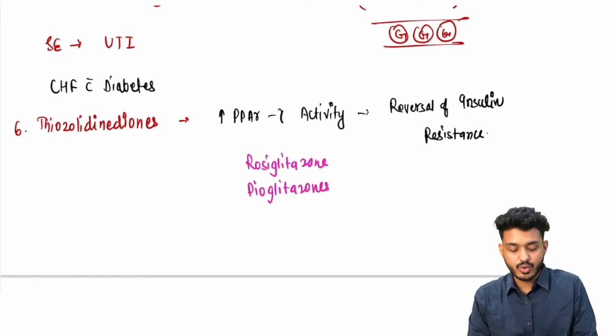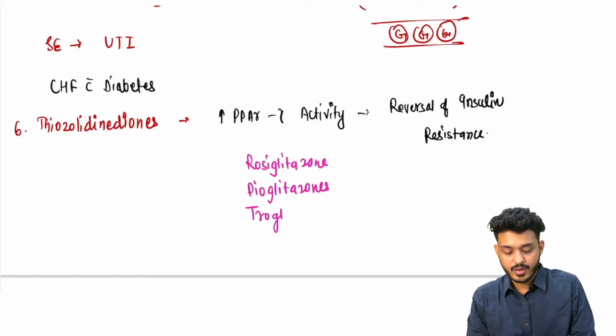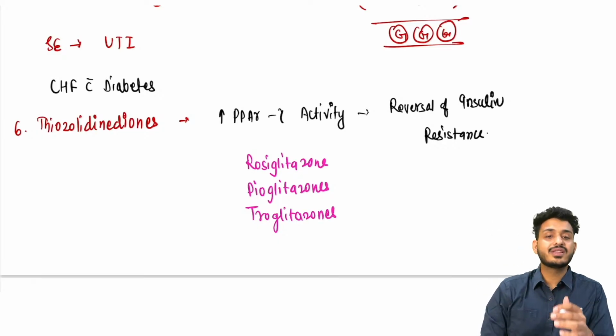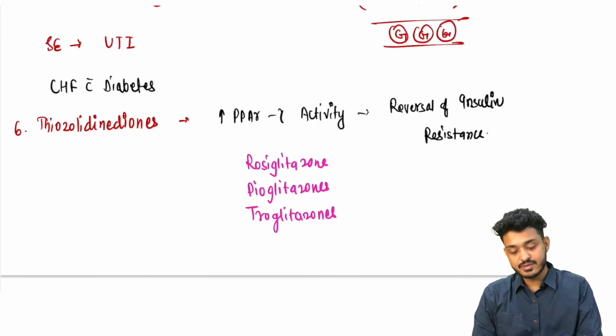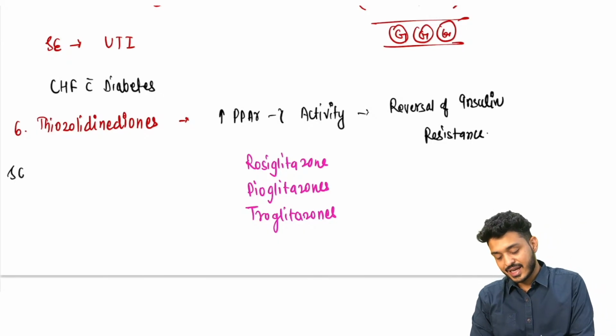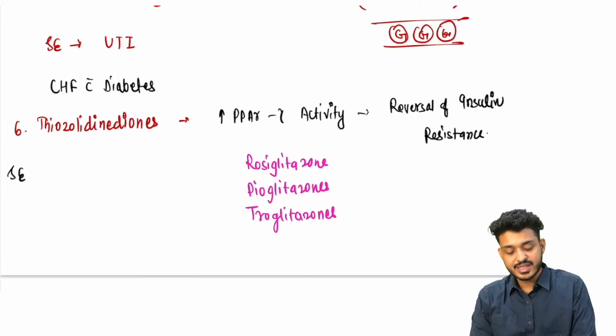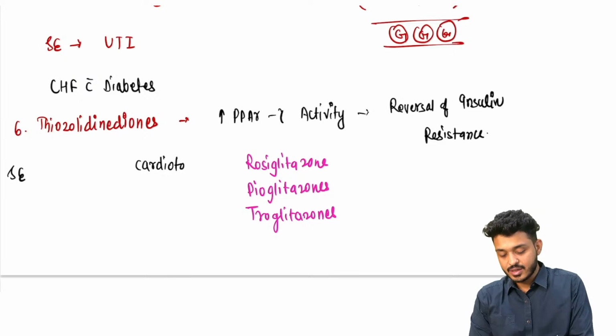We are having troglitazone, right? But these drugs are going to be treating one thing, but they are causing more damage. That is why they are not very safe, right? So what are the side effects of these drugs? Remember, rosi is a cardiotoxic drug, right?